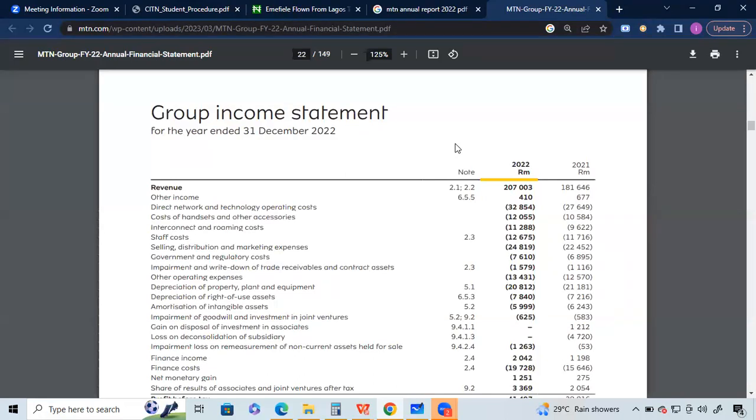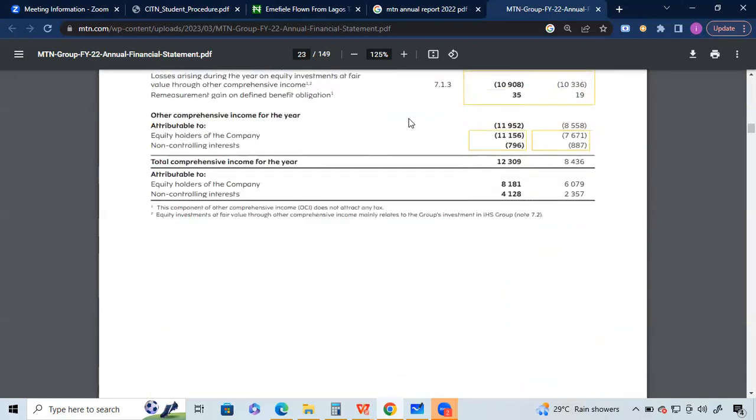Please don't forget. Any item that you can find in this statement of profit or loss is basically just two things. It's either income or it is expenses. Meaning that in your statement of profit or loss and other comprehensive income, every item that is here is just one of two, based on the element of financial statement. Either it is expenses, or it is income.